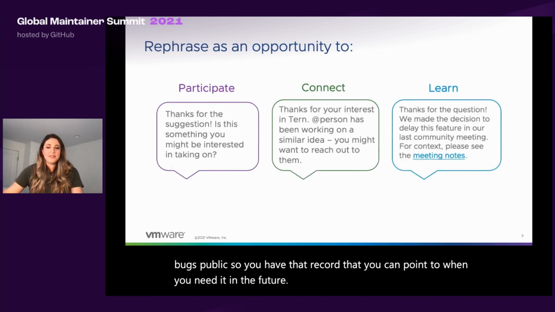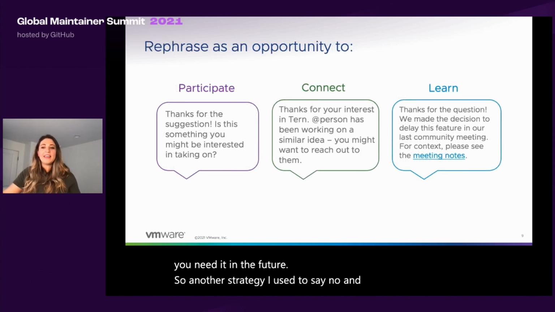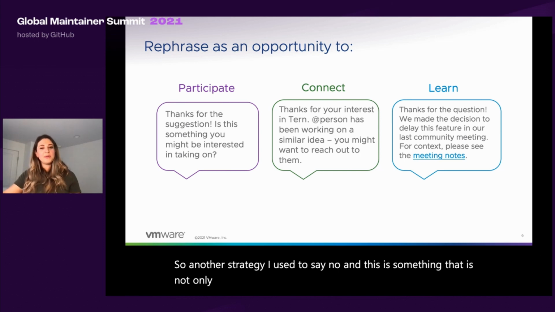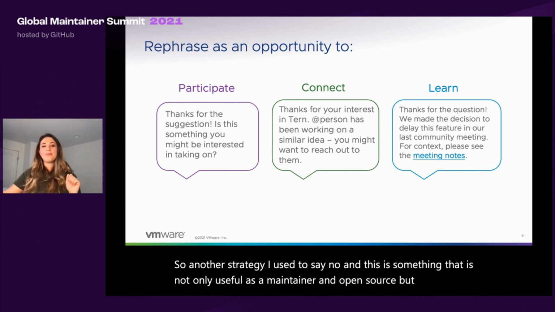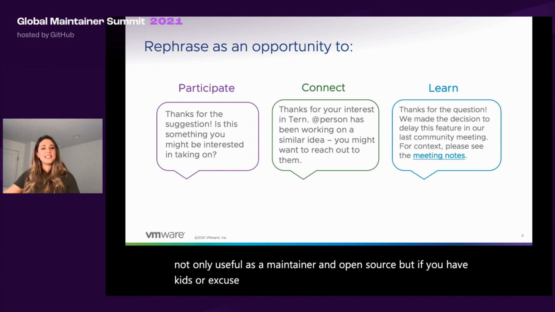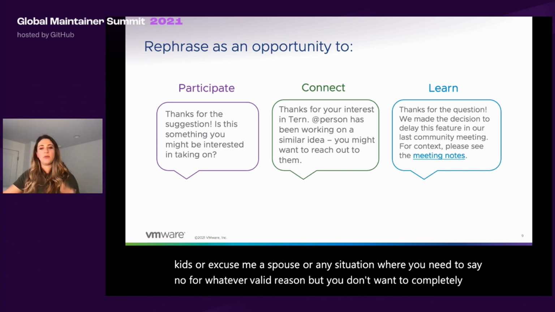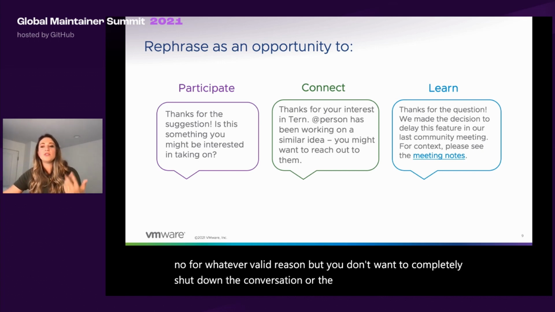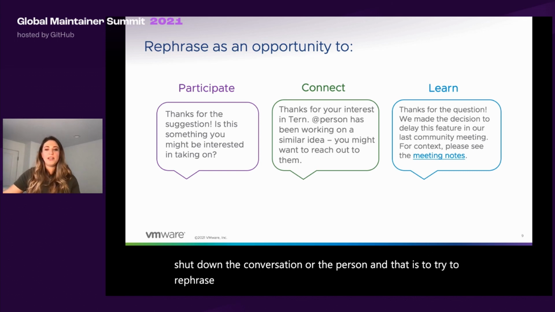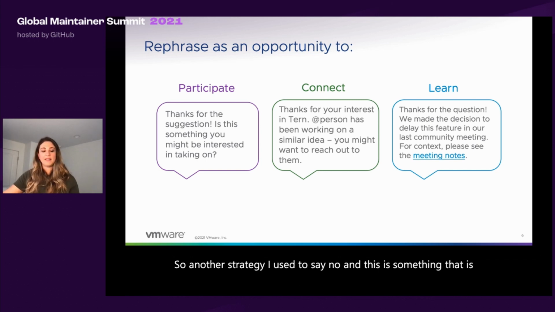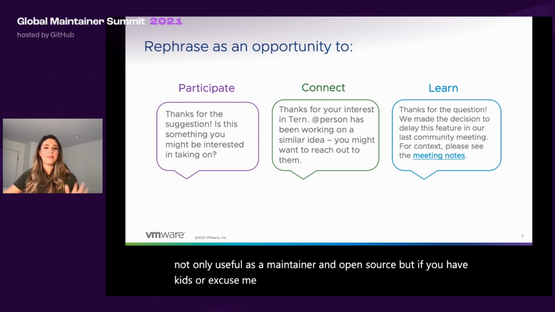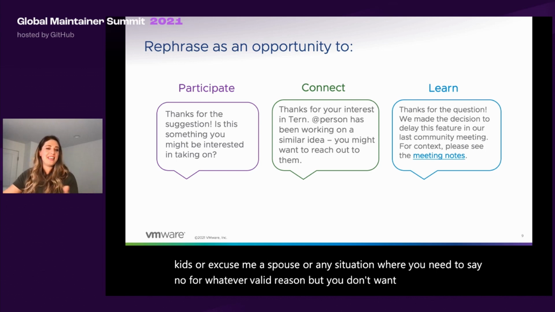So another strategy I use to say no, and this is something that is not only useful as a maintainer in open source, but if you have kids, or a spouse, or any situation where you need to say no for whatever valid reason, but you don't want to completely shut down the conversation or the person. And that is to try to rephrase your no as an opportunity to say yes. So think of the conversation like a road. Instead of just putting up a roadblock and saying, turn around, bye, you can redirect them to keep moving.